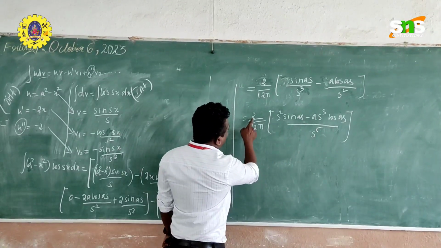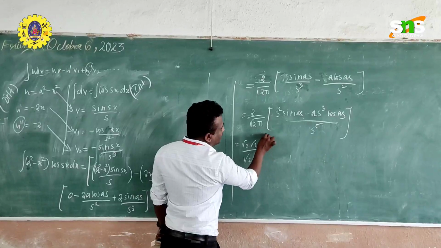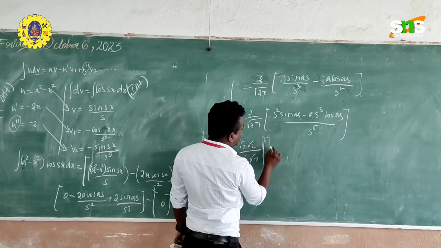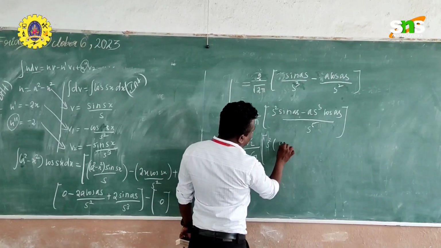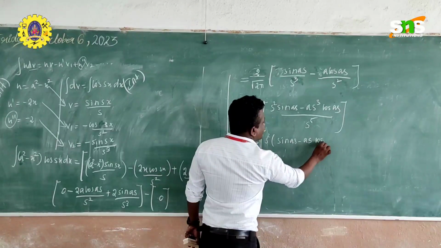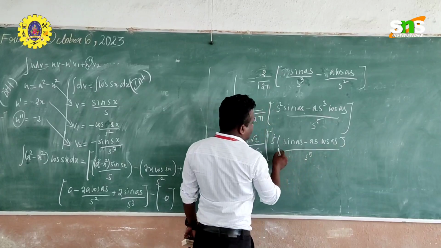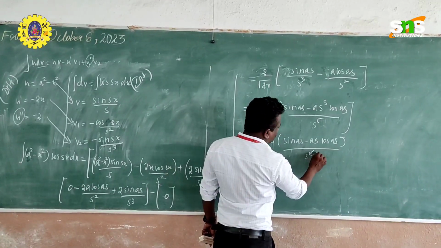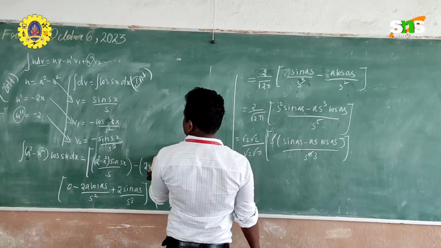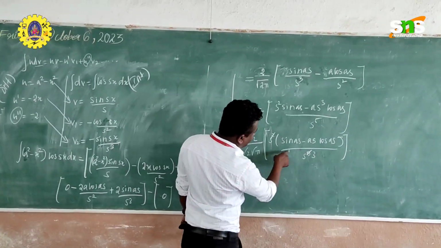Now here 2 can be written as root 2 into root 2 divided by root 2 root pi. Then which term is common here? S square is common. That can be taken outside. S square, then in bracket sin as minus as cos as whole divided by s power 5. Now which term will be cancelled? This one will be cancelled. So it will become the whole term. Now what will be cancelled?